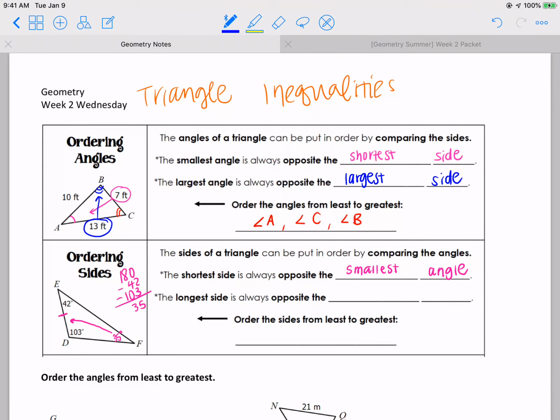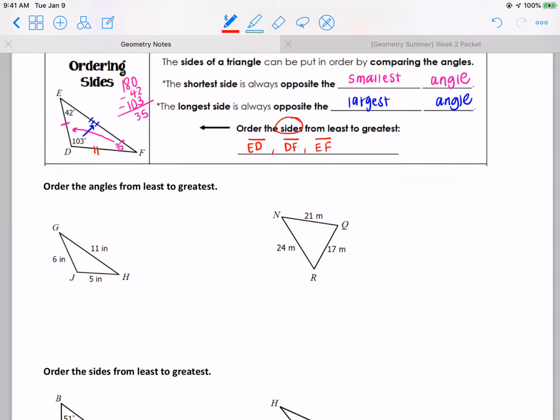Okay, the largest or longest side is always opposite from the largest angle. So the largest angle is over here. This would be 3 tally marks. And then the middle would be 2 tally marks, which is right here. Organize from least to greatest by the sides, okay? Not the angle, sides. That means 2 letters. So we're going to start off with the smallest, which is ED, and then DF, and then EF. Okay, make sure you write that down.